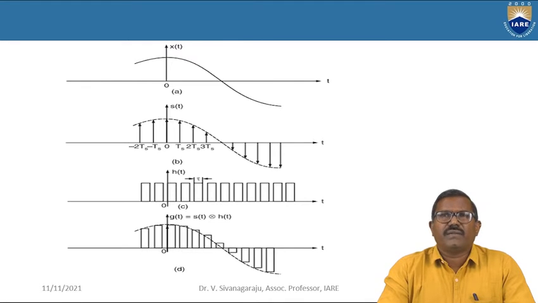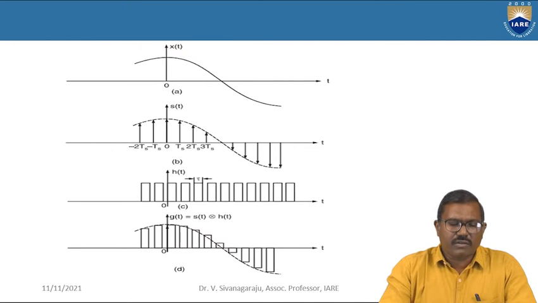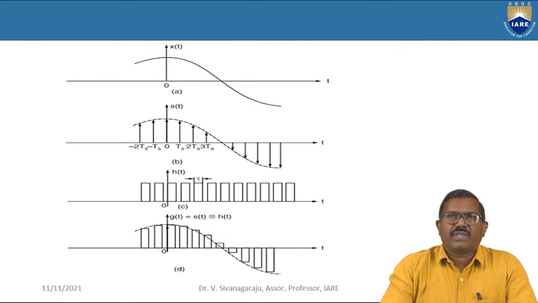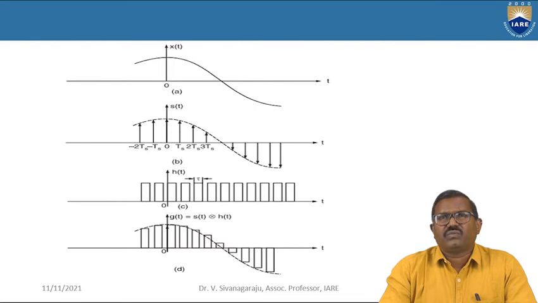So here you can see the pictures. Here x(t) is nothing but m(t), the message signal, and s(t) is what you have generated. Here you can see the instantaneous sampling instance. The signal is visible here, and h(t), and finally g(t) is the convolution of s(t) and h(t).